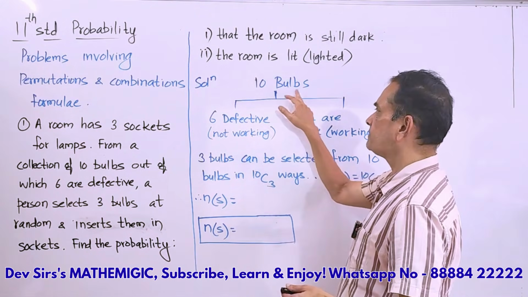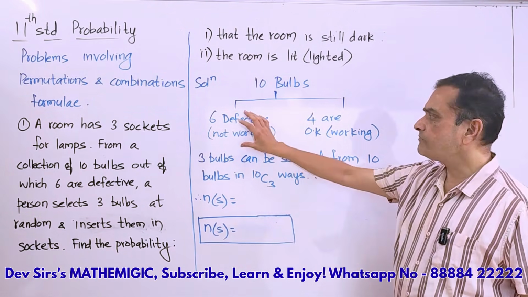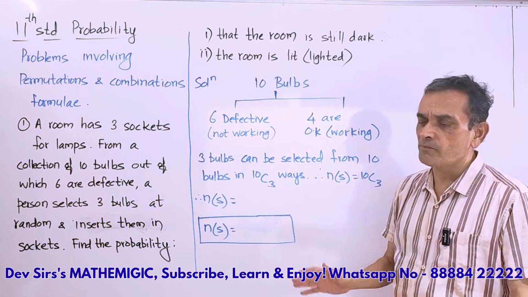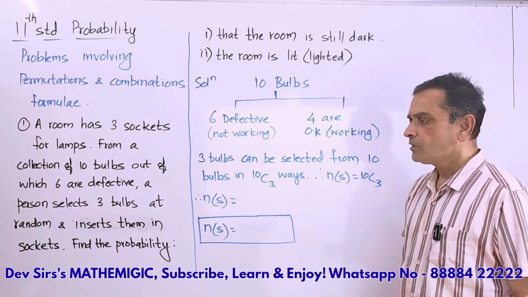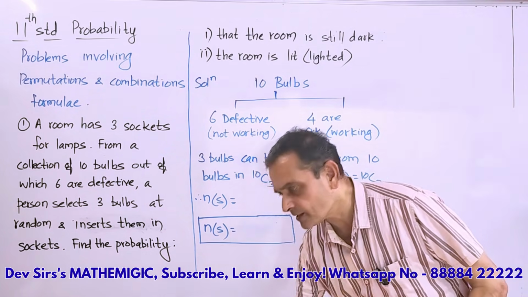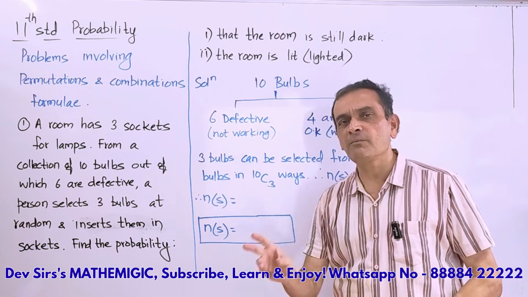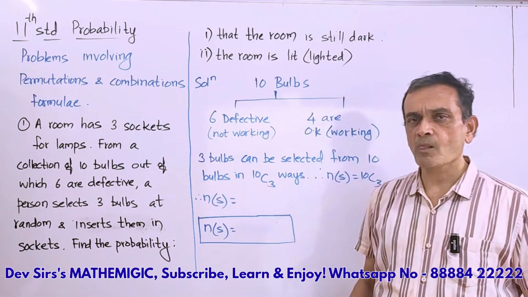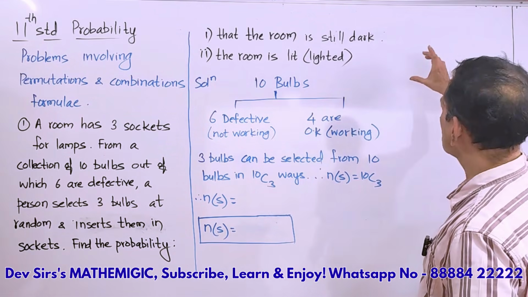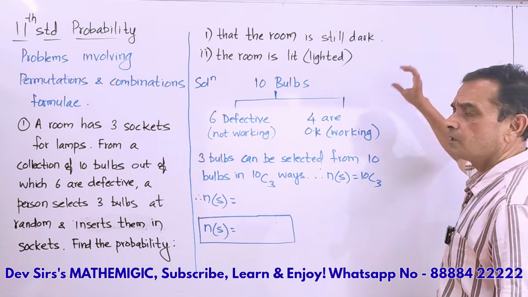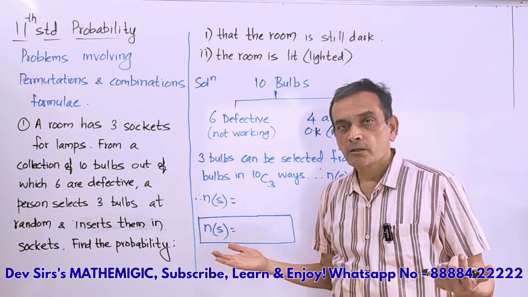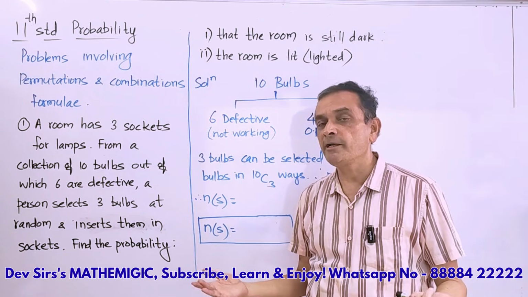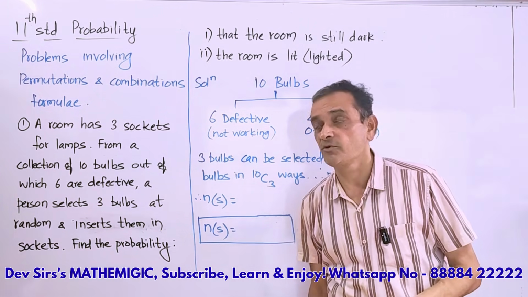10 bulbs are present. 6 are defective, not working. 4 are working. Now from the bag I select a bulb, another bulb, 3 bulbs are selected and socket में insert करता हूँ. Switch on the buttons. We have to find the probability that the room is still dark first.